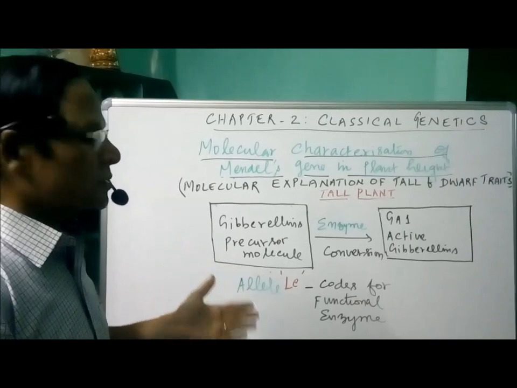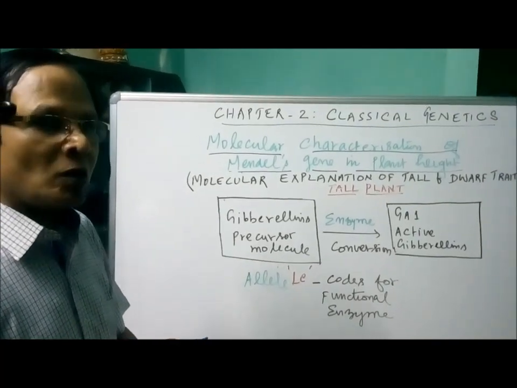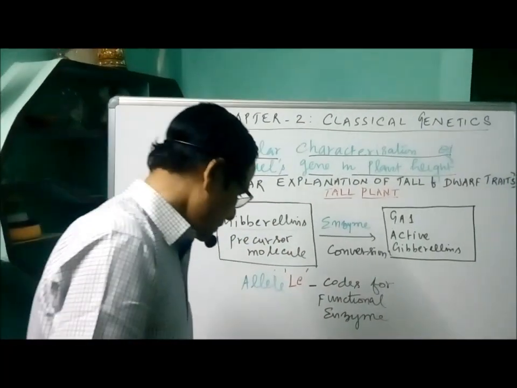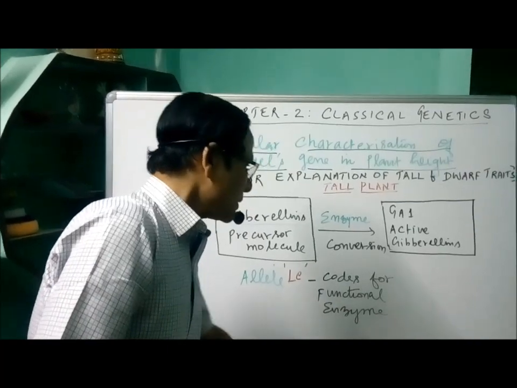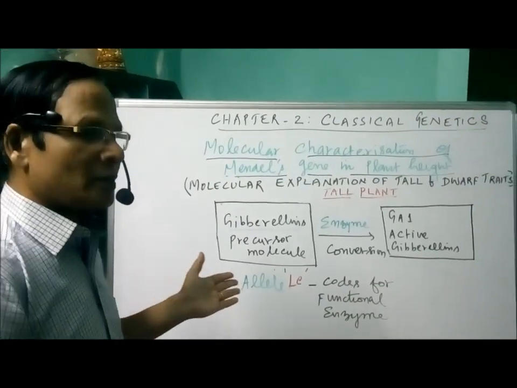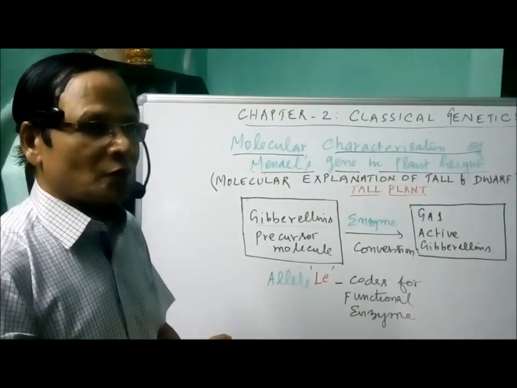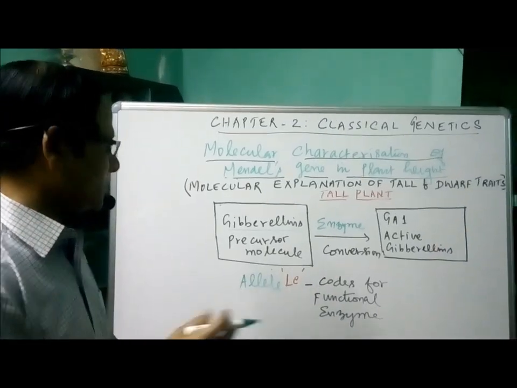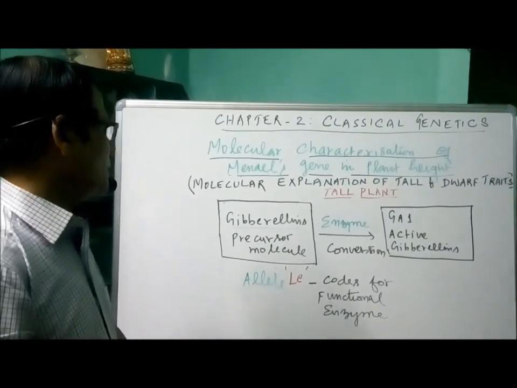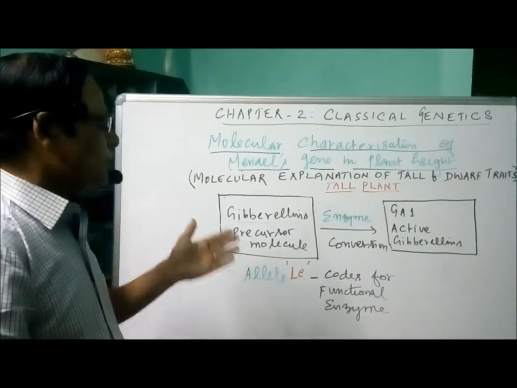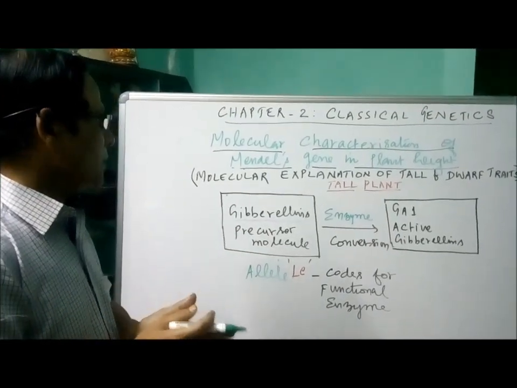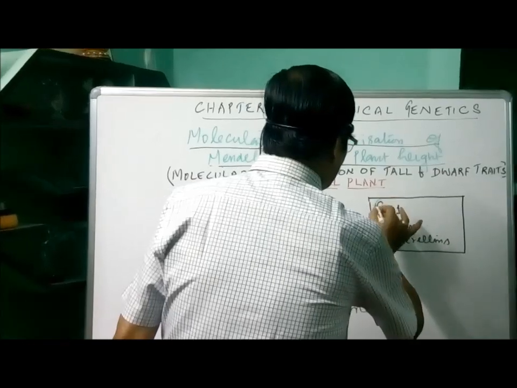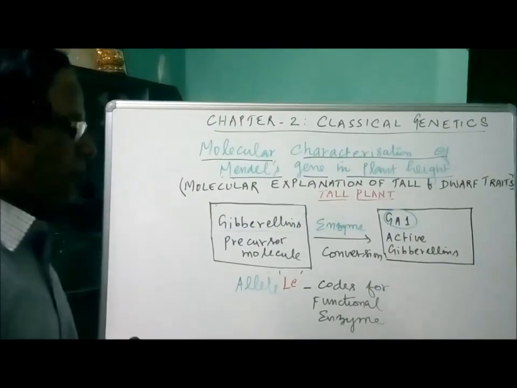Now, the pea plant cells have the ability of synthesizing a hormone, gibberellin. This hormone is concerned with the length of the plant, the height of the plant. When plants are supplied with gibberellins artificially, it results in stem elongation, otherwise called the bolting process, which you studied in 11th standard physiology. Now, gibberellin is found as a precursor molecule, which is converted into an active gibberellin molecule called GA1.